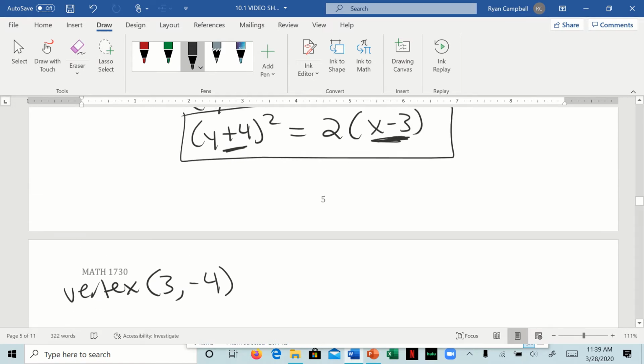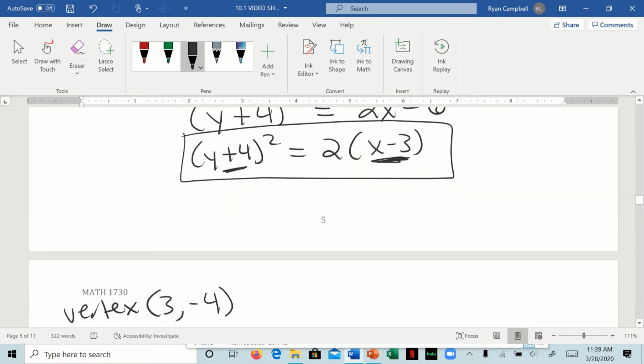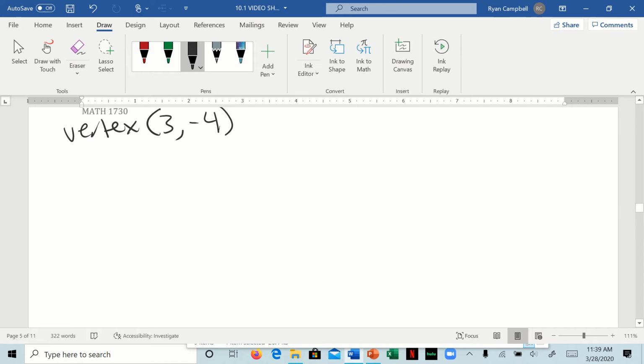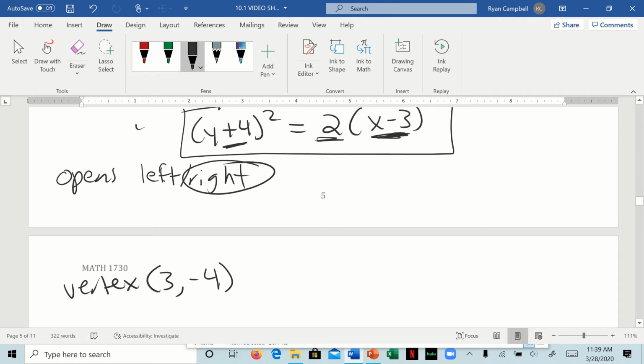All right. Next, which way does it open? We can see that it's going to open left and right because y is being squared. Since the number is positive, it's going to be opening to the right. All right. Next, we need to figure out what a is. Remember, the number in front of the linear term is going to be equal to 4a. So a is 1/2.